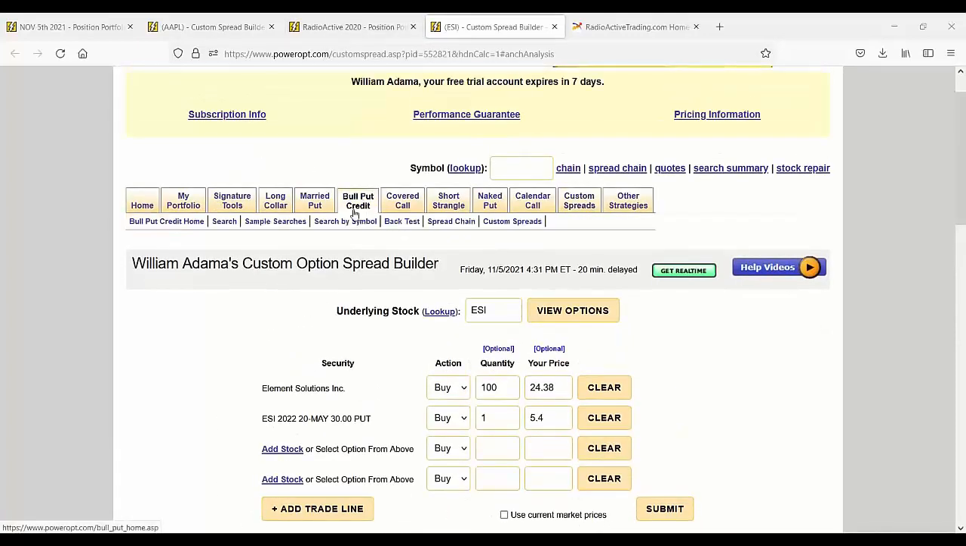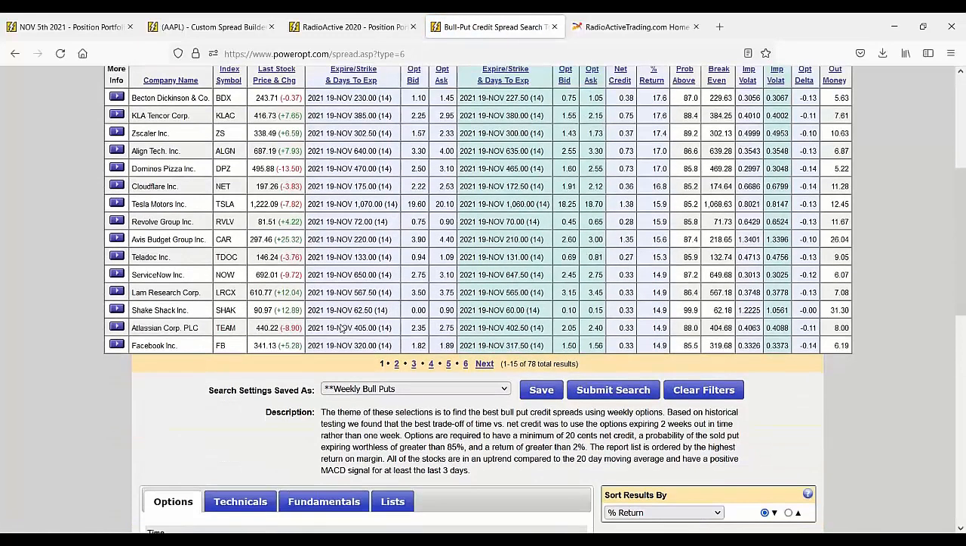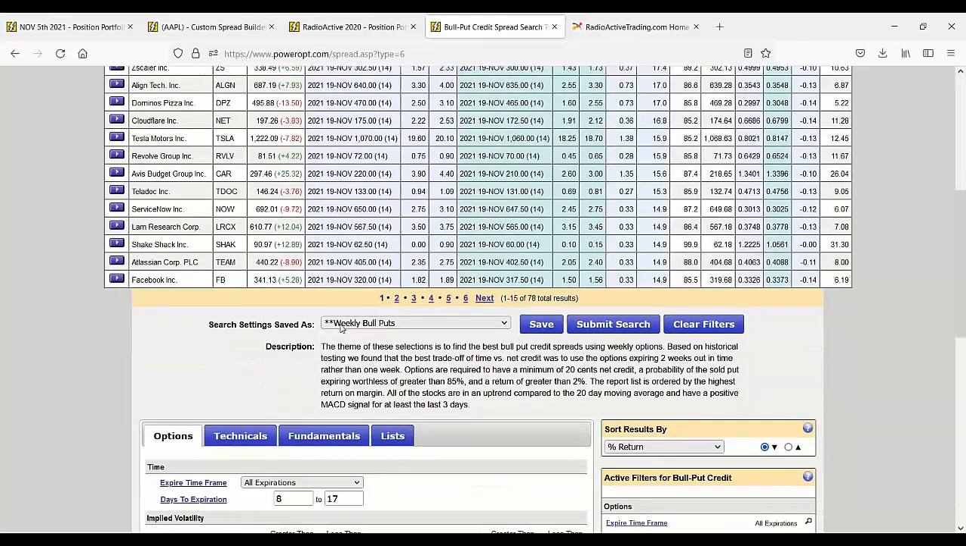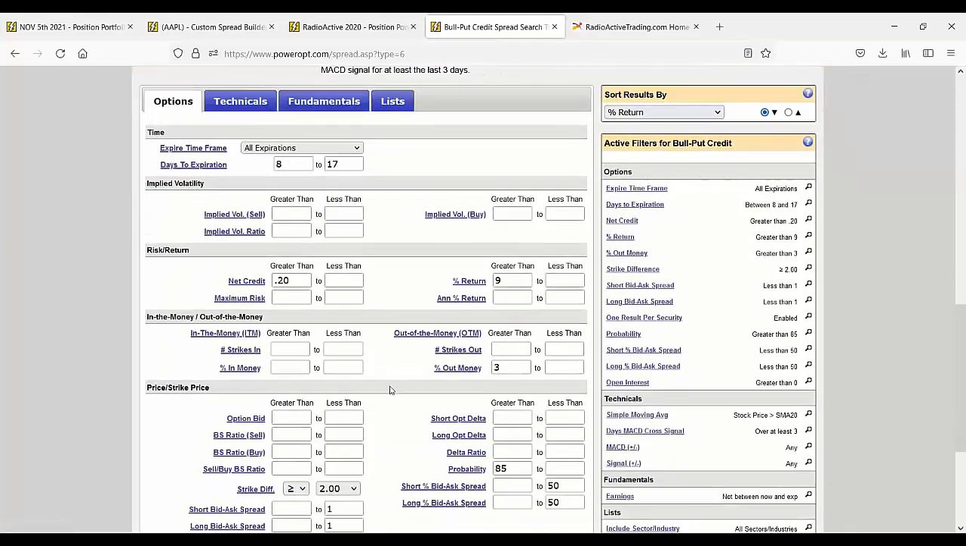Okay, let me just go back to, let's just say the bull put credit. We've put in our thoughts and done testing for screens that we feel should and will work over different market conditions. But the whole point of this tool, as we showed at the beginning of the webinar, is that you can customize this any way you want to meet your needs.